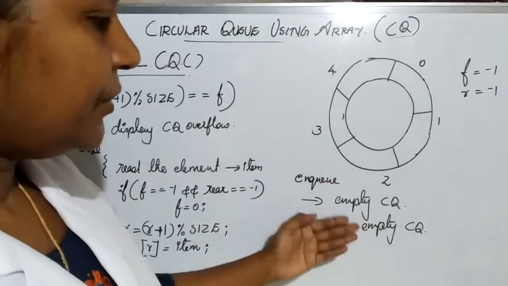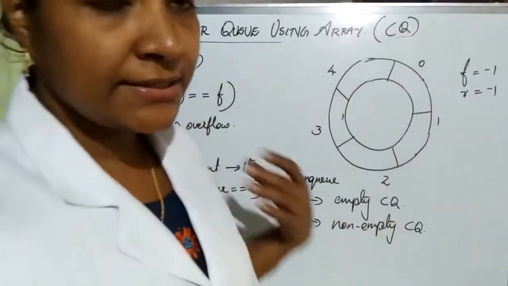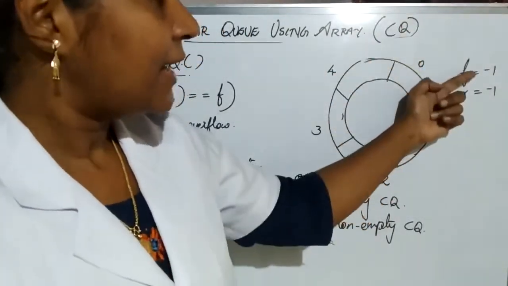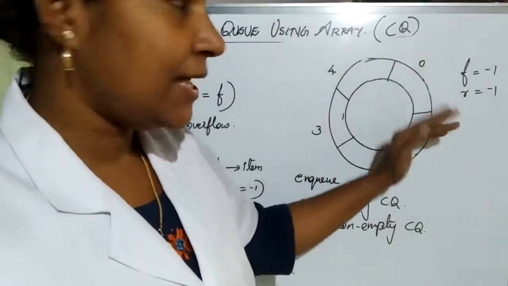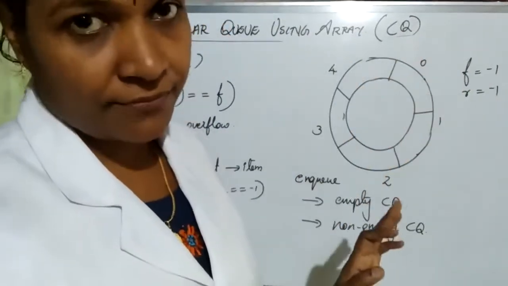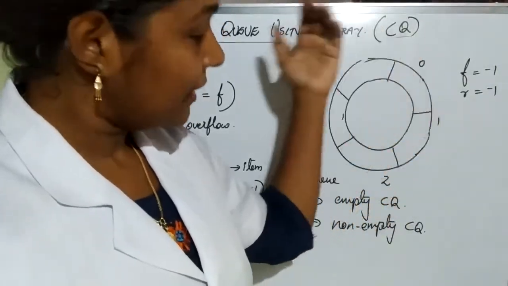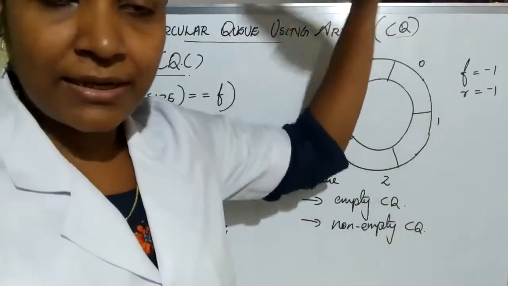Okay, to an empty CQ and to a non-empty CQ. If it is an empty CQ, what is to be performed? We need to explicitly bring the value of front to the first position. That is, we need to explicitly assign value 0 to F. This is the same as in our normal queue operation. And for the empty CQ or non-empty CQ, the operation for rear is the same.